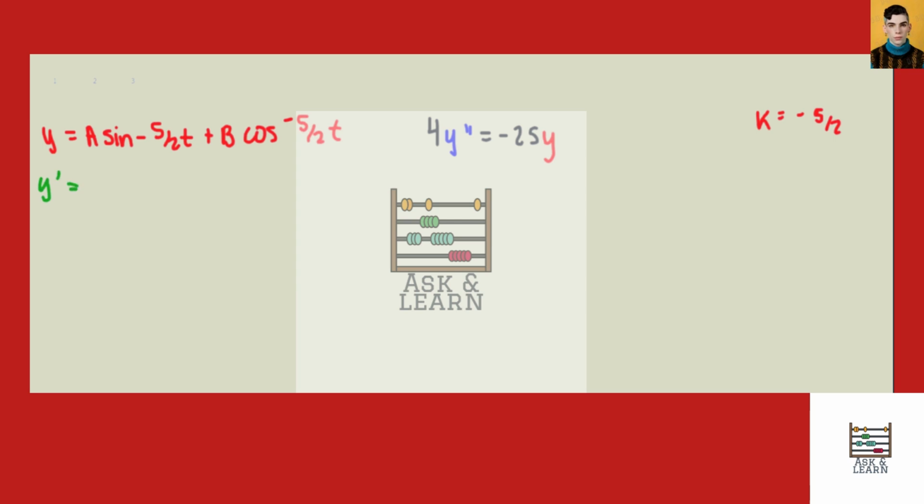So first to find y prime, take the derivative of the outside, leave the inside the same, times the derivative of the inside, which is negative 5 over 2. Do the same thing here. Our derivative of the outside is negative b sine, leave the inside the same, times the derivative of the inside, which is negative 5 over 2. So all that's just positive. So if we simplify that, we'll have this here.